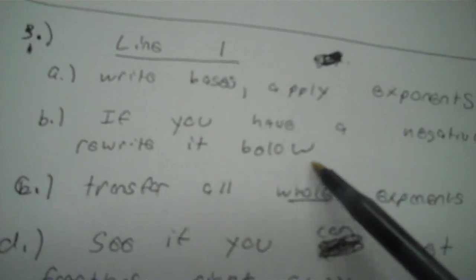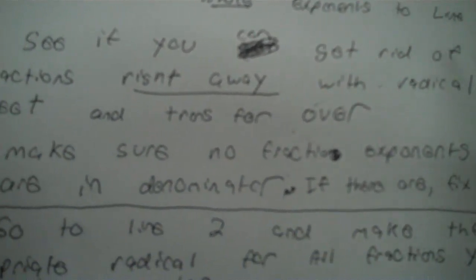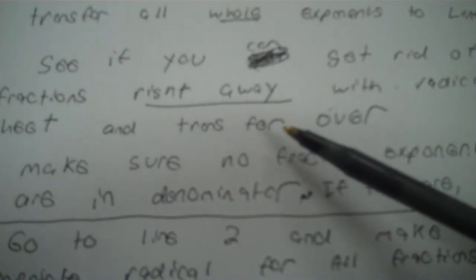Got any negative exponents? Nope. Okay. Transfer all whole exponents to line 2. Don't have any whole exponents. See if you can get rid of the fractions right away with a radical sheet that can transfer over. I don't even have a 15th root, and even if I did, x wouldn't be there, so that won't work.